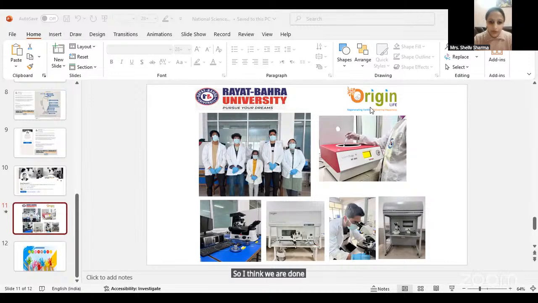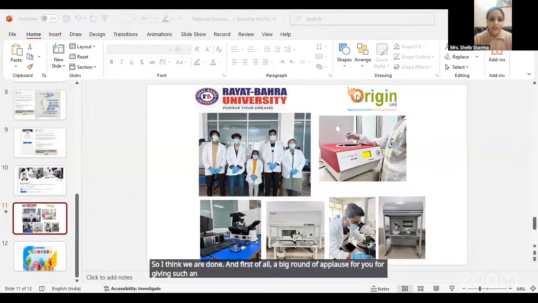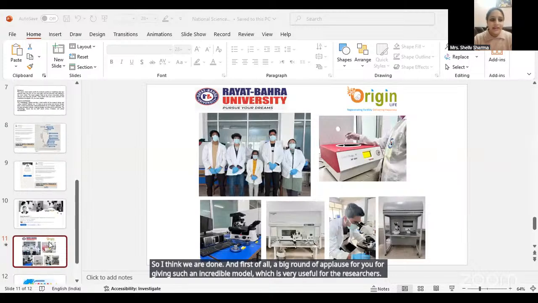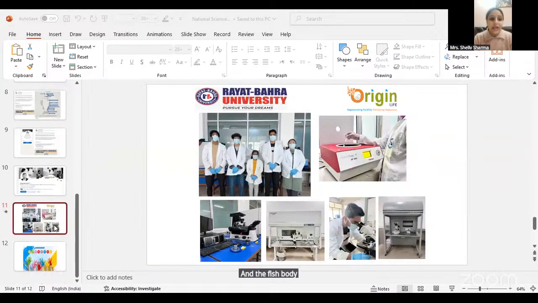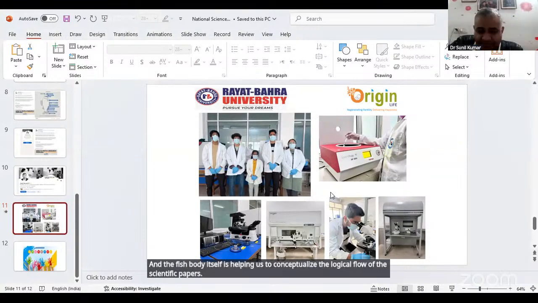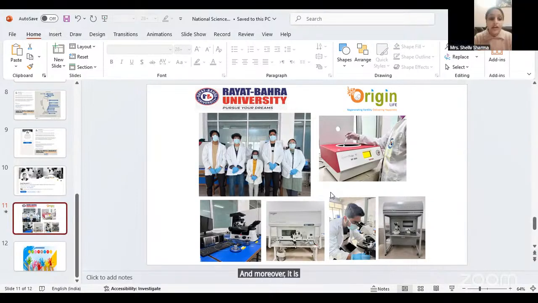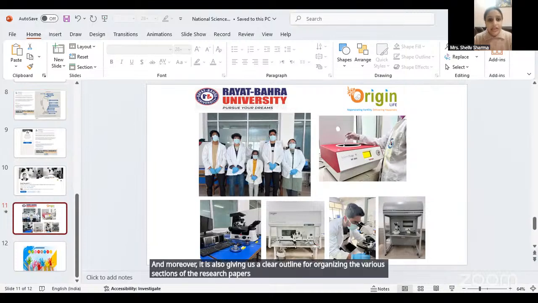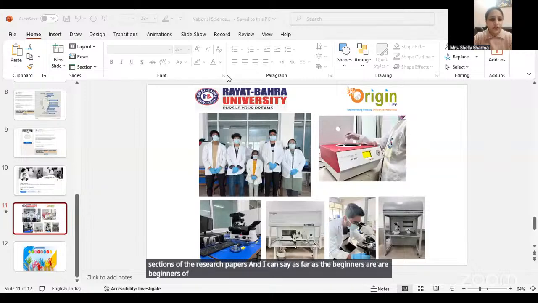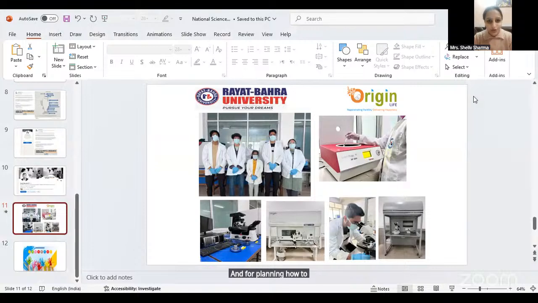First of all, a big round of applause for you for giving such an incredible model, which is very useful for researchers. The fish body model is helping us conceptualize the logical flow of scientific papers. It also gives us a clear outline for organizing the various sections of research papers. For beginners in research, it is a valuable tool for planning how to write a paper. So thank you so much for that.